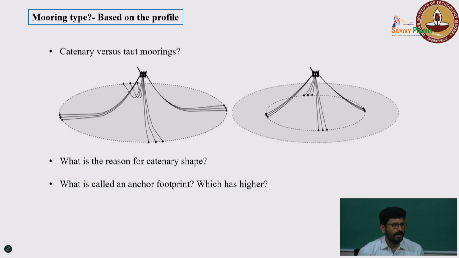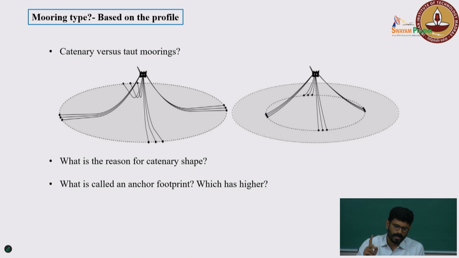So why is it taking a catenary shape? When I am just going to hold some kind of a line here, for example this line, right? So basically it is taking some shape, correct? So why is that? Because of the self weight, right? Because of the self weight. But in this case these things are already submerged in water, completely. So it is basically the submerged weight in water because of which you are getting the catenary shape, right? And what is called an anchor footprint.